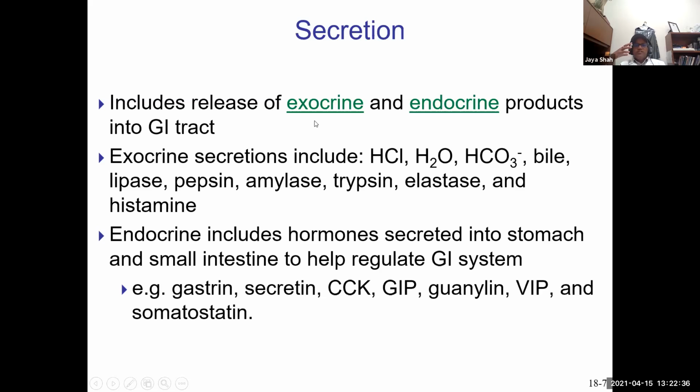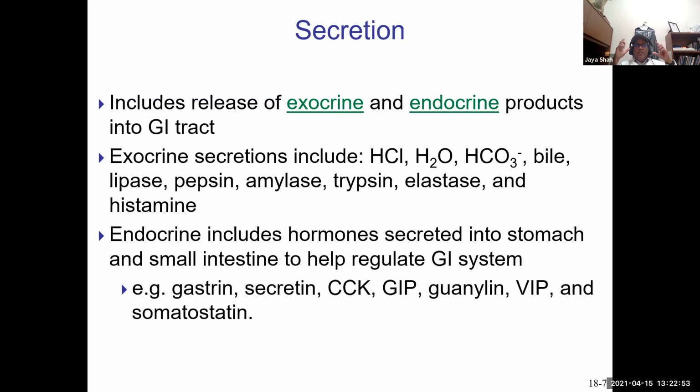Exocrine means glands which have ducts and they are secreting inside the GI tract. For example, we have salivary glands which are secreting saliva and putting it into your mouth. That is exocrine because they have ducts.